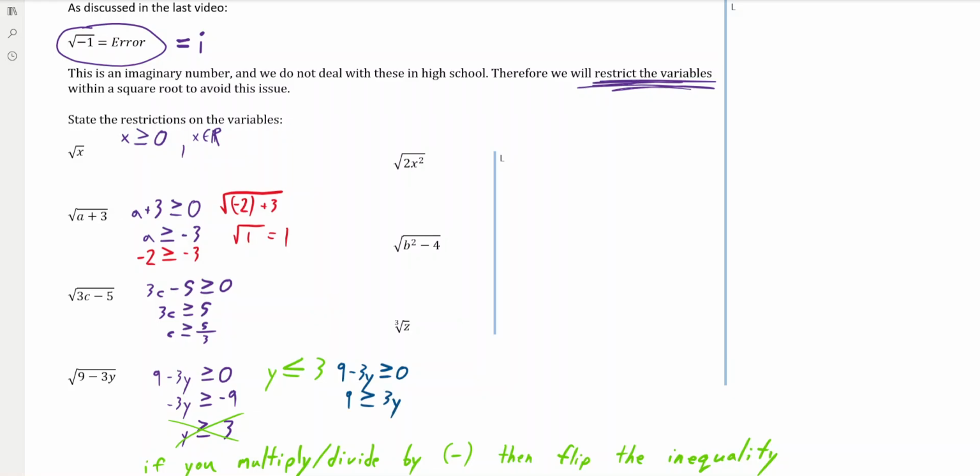well, would you look at that? When you divide, you get 3 is greater than or equal to y. You're going to notice that the y is on the smaller side and the 3 is on the bigger side. So it ends up being that both of these methods are correct.